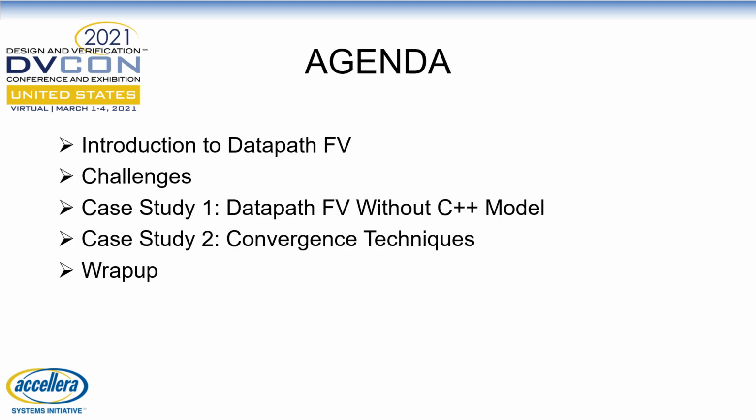So this is the agenda for today. First, we will build some background on the introduction to datapath formal verification, and I'll discuss some of the challenges that we have faced. Then we will look at the solutions in the form of two case studies. In the first case study, we have been able to manage datapath formal verification without even having a specification model. In the second, we discuss some of the convergence techniques we used in one of the very complex designs we dealt with in graphics. I'll then summarize with a wrap-up slide.